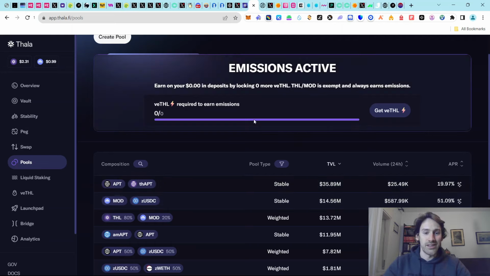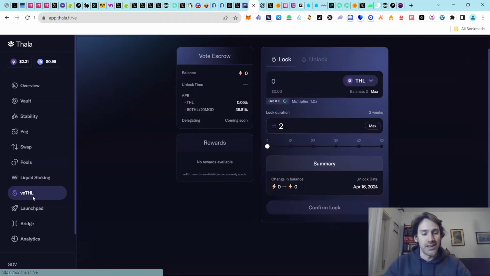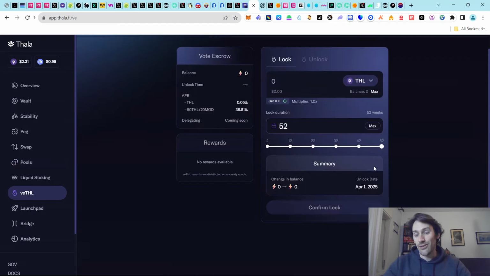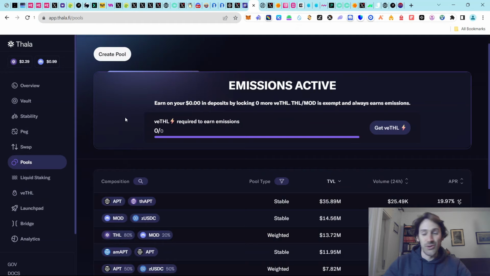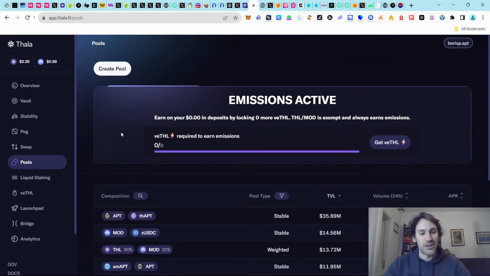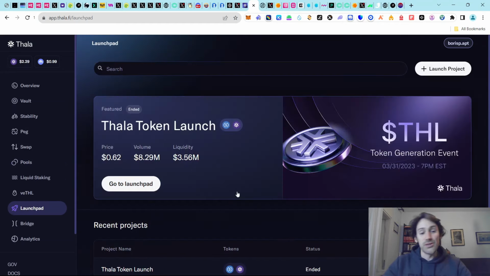And another thing, that if you want these emissions, you actually have to buy Thala token and lock it for a period of up to 1 year to get maximum emissions. So I don't understand, if you're not a V3.3 DEX, why would you implement something that is really not used anywhere else? But if someone else knows this, please let me know in the comments below. They also have a launch pad.